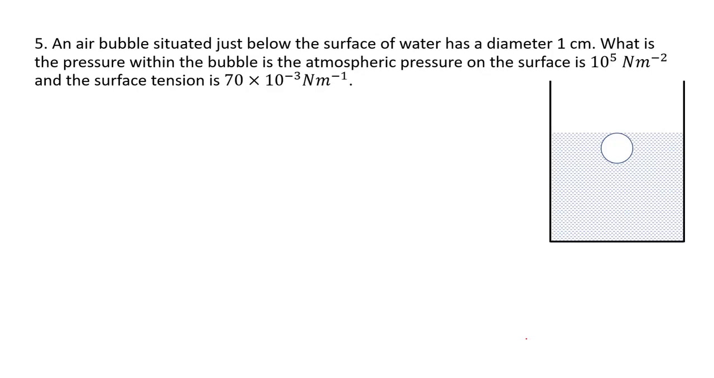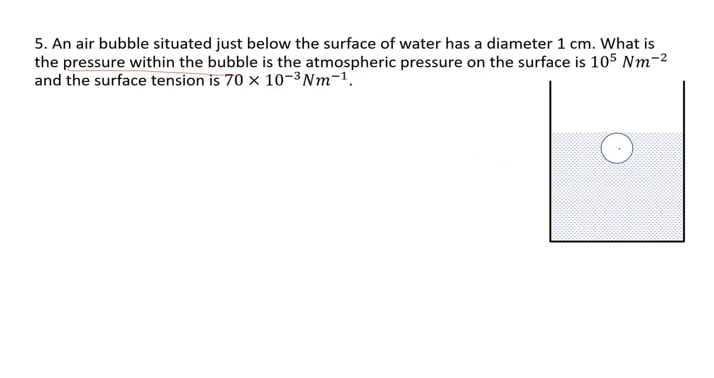Next question. An air bubble situated just below the surface of water has a diameter of 1 centimeter. What is the pressure within the bubble if the atmospheric pressure on the surface is 10 to the power 5 Newton per meter squared, and the surface tension is 70 into 10 to the power negative 3 Newton per meter? So what are we asked to find? We are asked to find the pressure within the bubble.